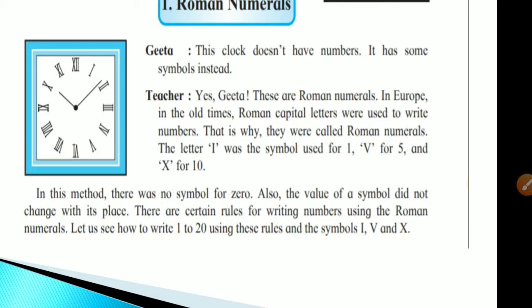There are certain rules for writing numbers using Roman numerals. For writing Roman numerals, there are certain rules which you need to follow. Now, let us see how to write 1 to 20 using these rules and the symbols I, V and X. We will write international numbers from 1 to 20 in Roman numerals, and we will see how to write these numbers using some rules.